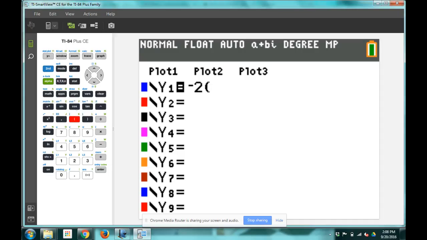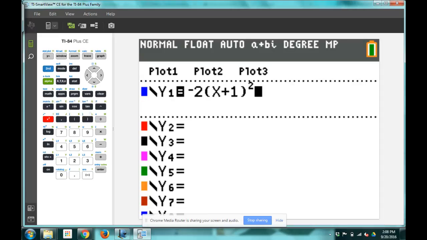Y equals. The Y equals, meaning I'm going to type in that original problem, -2, parentheses, X plus 1, squared. We have to be able to use that. You don't have to. You can plug them in by hand if you want to. How do you get there? Y equals, top left, by the screen. It's the top left button.